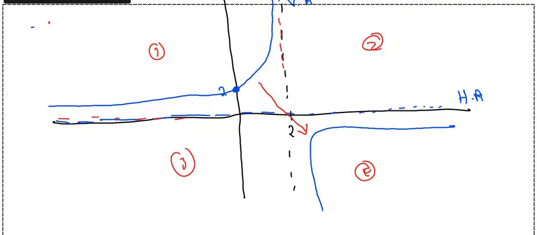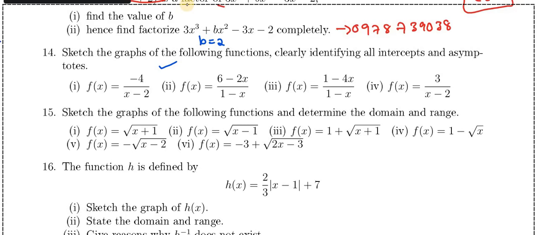And if we were to sketch the second question on 14.2, the same way that we've done number 1 is the same way that you do number 4. So you can try this. And the same way that we're going to do number 2 is the same way that you do number 3 as well. So let me solve number 2.